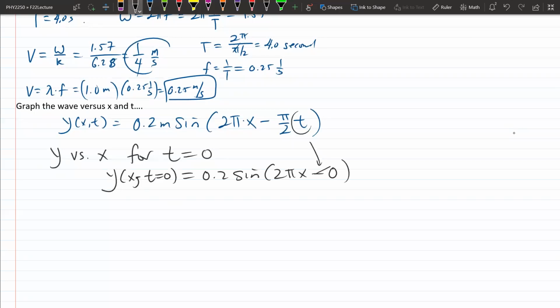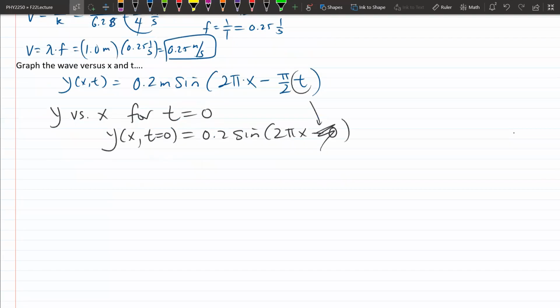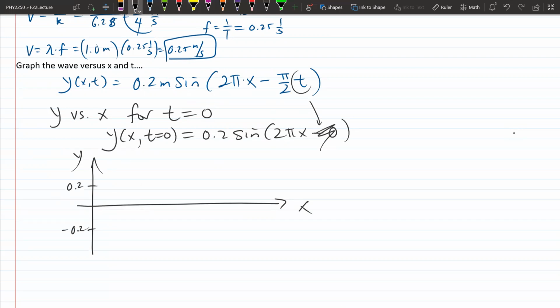So that's minus 0, so we can just ignore that part, right? Okay. It's a really bad comma there. So that's just a sine function as y versus x. On the horizontal we have x, we have y on the vertical. And the amplitude is 0.2, negative 0.2. Since this is a sine function, it's going to start off at 0.